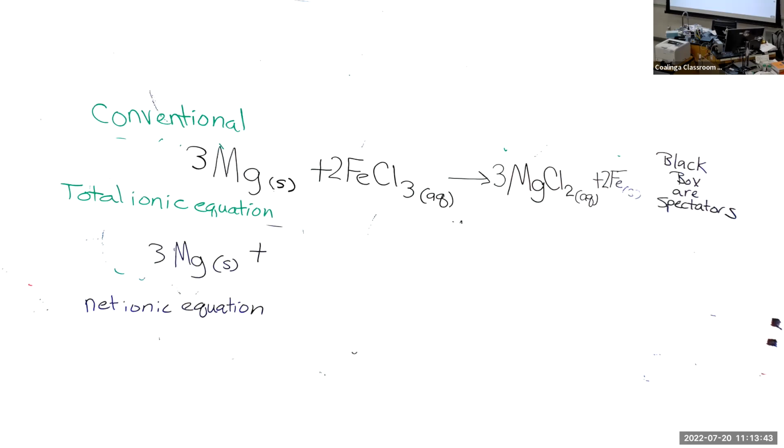Then plus 2 iron. Does that have a charge? It's gonna have a charge. What's gonna be the charge on it? 3 plus. And then chlorine. I have 6 chlorides, that's right.